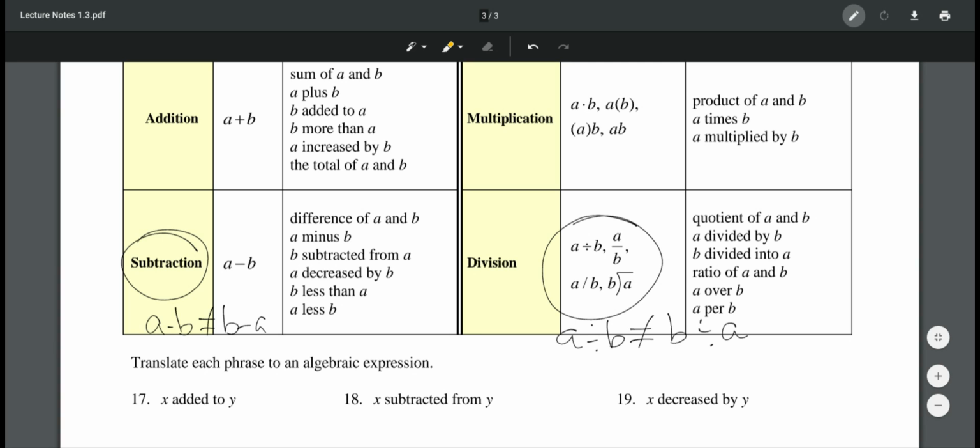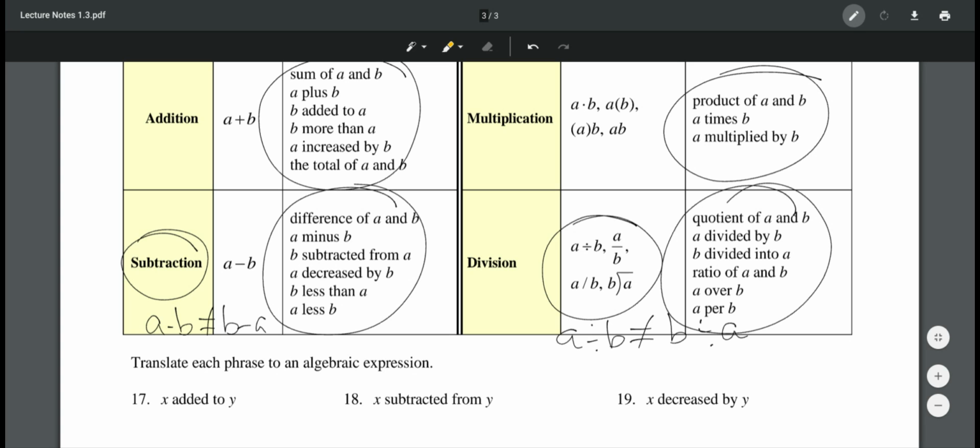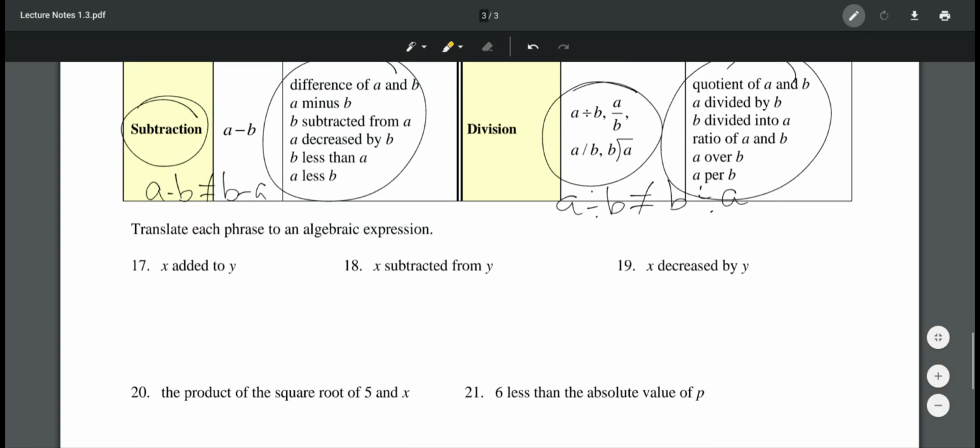When you add two numbers together, it doesn't matter if you say 2 plus 3 or 3 plus 2, the outcome is 5. When you multiply, same thing. 4 times 2 equals 2 times 4, and they both equal 8. But that does not happen when you subtract or divide, so be very, very careful. Make sure you are familiar with all the key words and what mathematical operation of the four they represent.